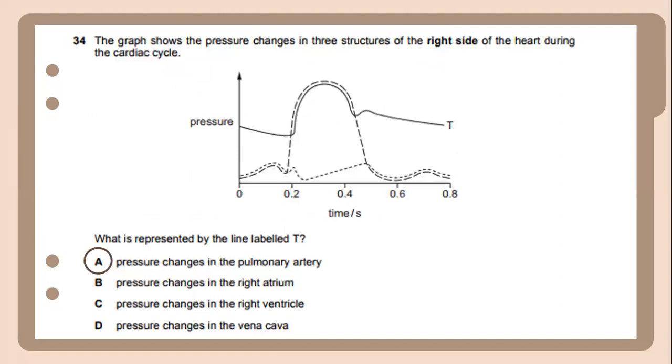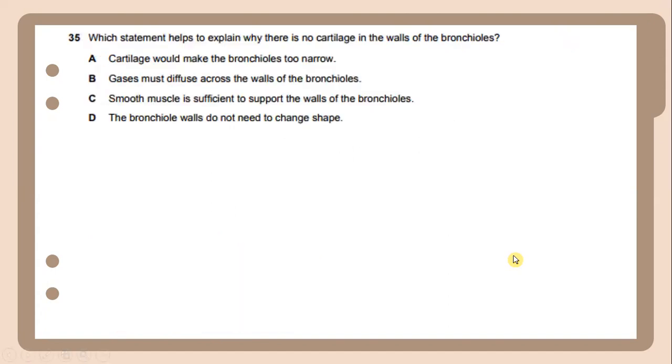24. The graph shows the pressure changes in the structure on the right side of the heart during the blood cycle. What is represented by the line labeled T? It is the pressure changes in the pulmonary artery.